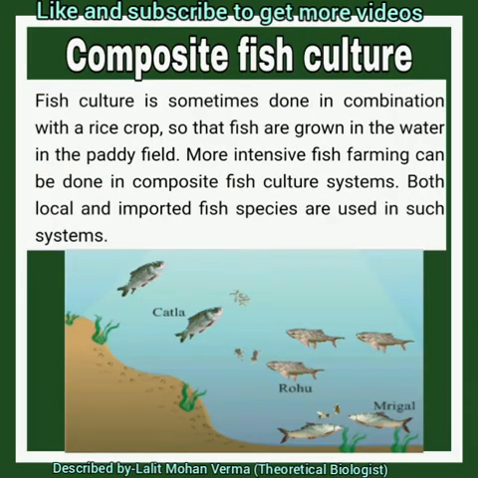because this is inland. Now, composite fish culture, that is a combination of fishes in a particular area. Fish culture is sometimes done in combination with a rice crop so that fish are grown in the water in the paddy field. Intensive fish farming can be done in a composite fish culture system. Both local and imported fish species are used in such a system. On your screen you can see the composite fish culture, but it is not for the paddy field. It is in a pond.